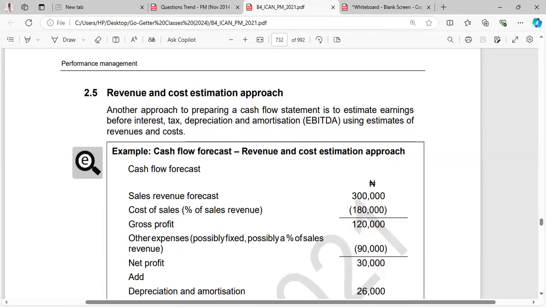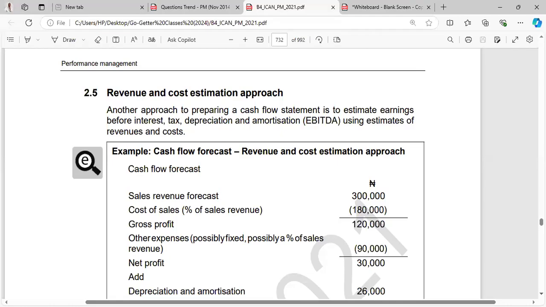Now we'll also have the revenue and cost estimation approach. So here we see the cash flow forecast using this method. We estimate the sales revenue, then we estimate the cost of sales to be a percentage of the revenue. So revenue is seen to be 100%. Every other estimation is a percentage of the revenue.